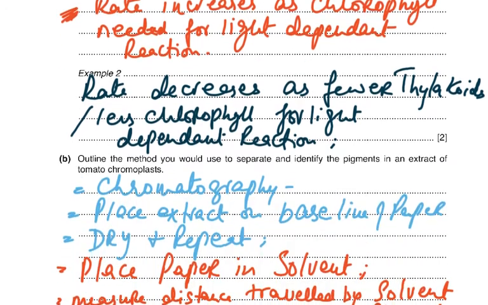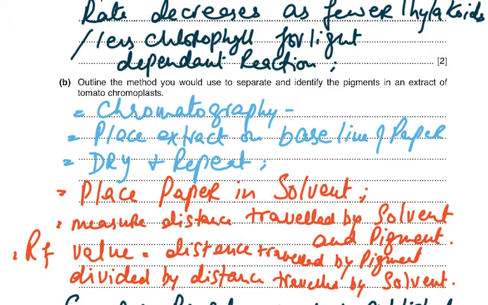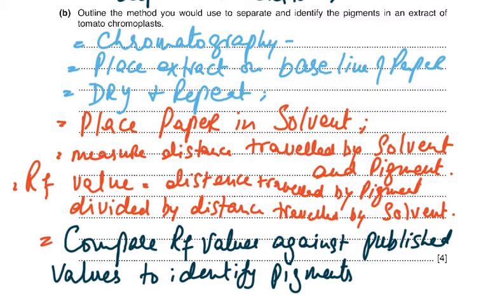Okay, outline the method you would use to separate and identify the pigments in an extract of tomato chloroplasts. Now this we've done in the previous question as well. I'll just quickly read through it. Chromatography, place extract on baseline of paper, dry and repeat, place paper in solvent, measure distance traveled by the solvent and the pigment, RF values: distance traveled by pigment divided by distance traveled by the solvent, and then you compare the RF values against published values to identify the pigments.